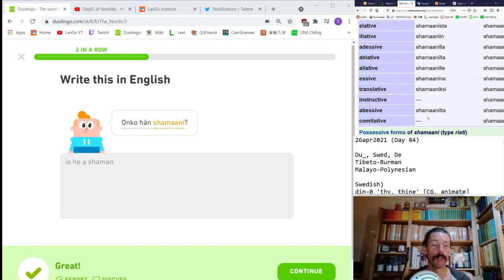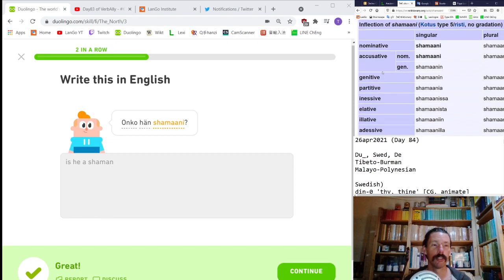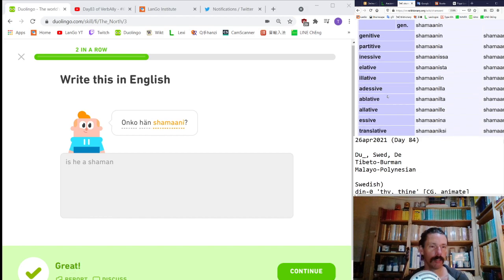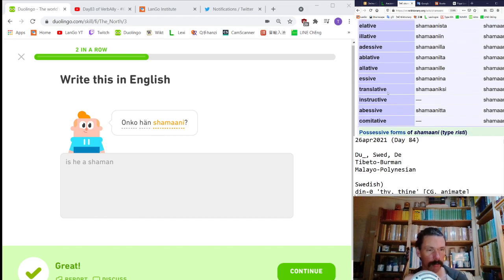So look at all the different cases. Nominative, accusative, of which there were two flavors, a nominative accusative, or an accusative nominative, and accusative genitive. Partitive, inessive, elative, illative, adessive, ablative, allative, essive, translative, instructive, how cool. Abessive, being away, committative, going away. Okay, so is he a shaman?